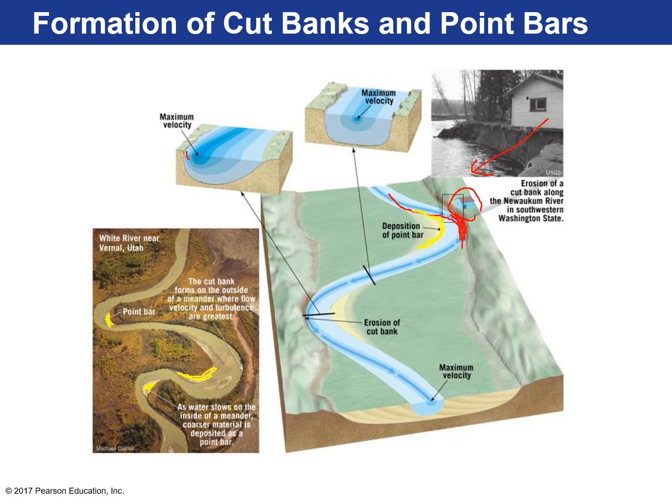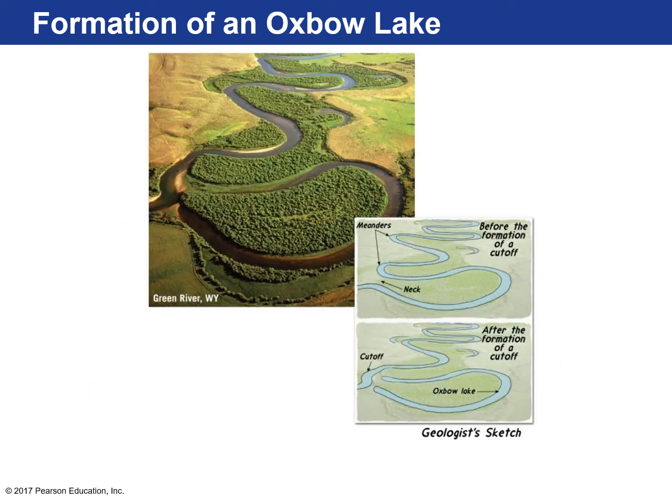And then the cut banks would be over here. What happens over time is these cut banks get larger and larger, and they erode in this direction. If you have two cut banks really close together, here's a cut bank and here's a cut bank, they're eroding towards each other. What will happen is the river will just jump the bank, and then you create a cutoff.